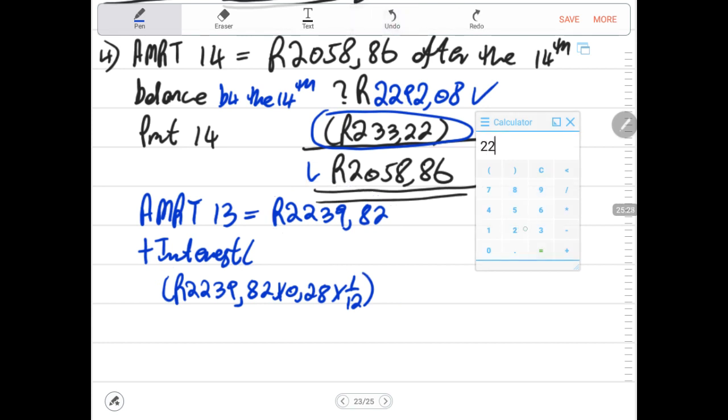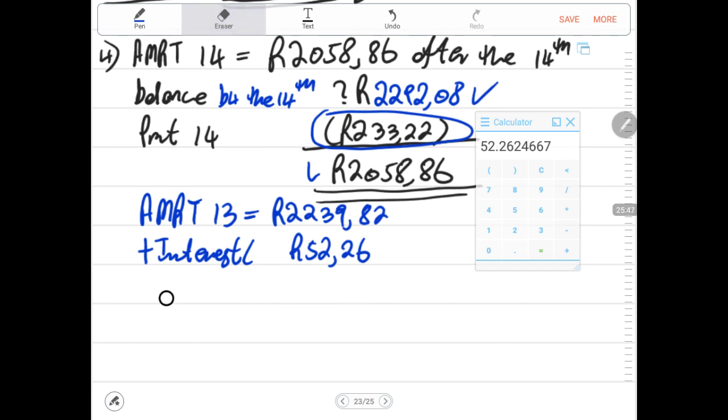Then we say 2,239.82 times by 0.28 times by 1 divided by 12. We get 52 rand 26 cents. Then I can clear the calculations. I just did not create enough space. Then now we need to know the balance before the 14th payment is made.